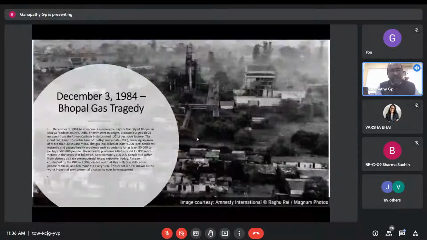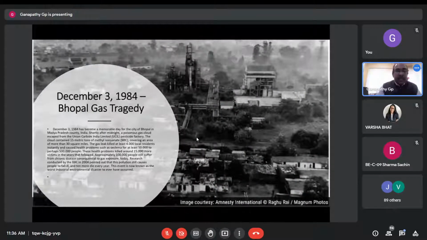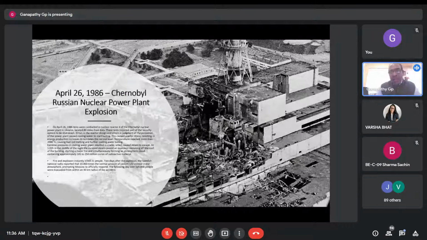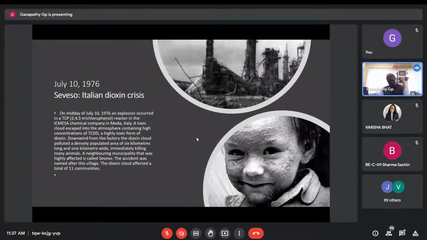And this is the 1984 Bhopal gas tragedy. More than 5 lakh people got affected. This is the 1986 Chernobyl Russian nuclear power plant explosion. 1 lakh 35,000 people got affected and evacuated. And this is the 1976 Italian crisis, what we call Seveso, actually. A huge population got affected. You can see the impact of the dioxin cloud, which polluted the air densely. If you see the kid's face, it got damaged. You can see it very clearly.